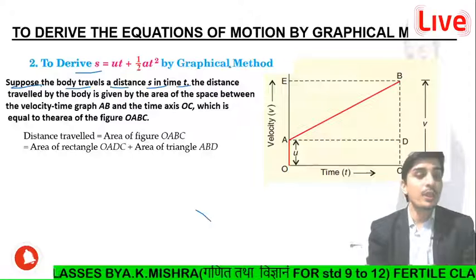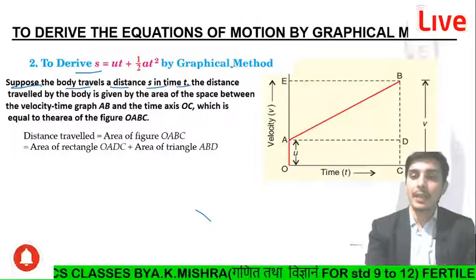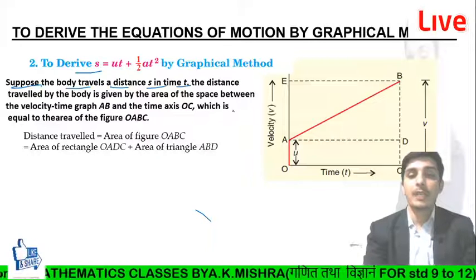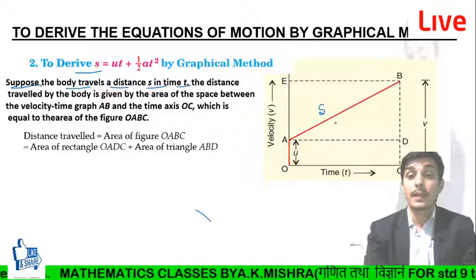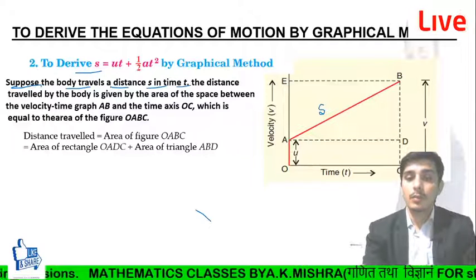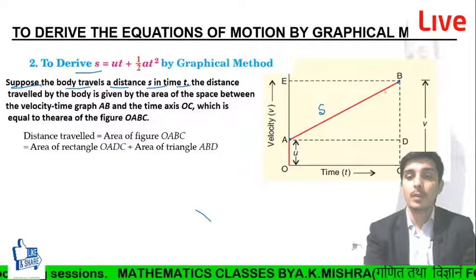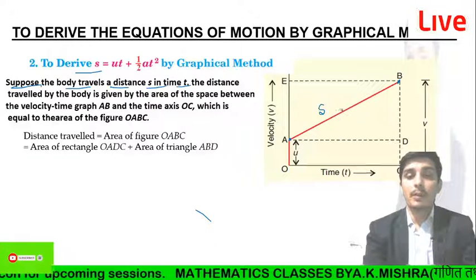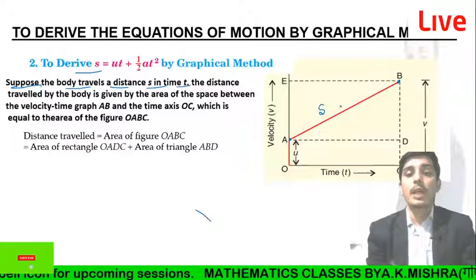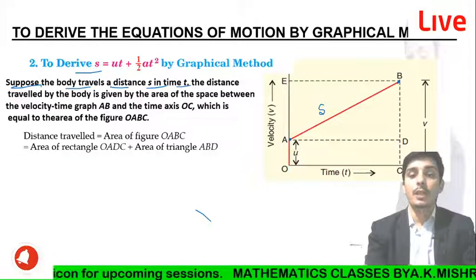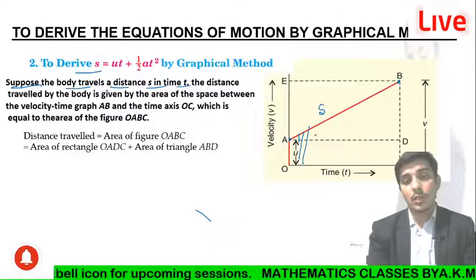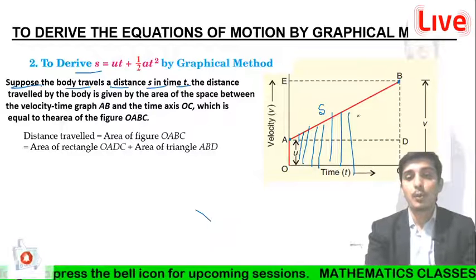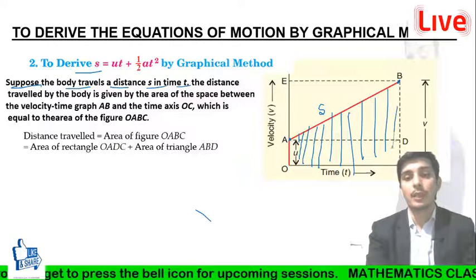Suppose we have the same figure, guys, right? Suppose the body travels distance s in time t, right? So this is the distance s from A to B, right? And now the distance traveled by the body is given by the area of the space under the velocity-time graph AB, right? So this whole area gives the information about the distance traveled by the body.